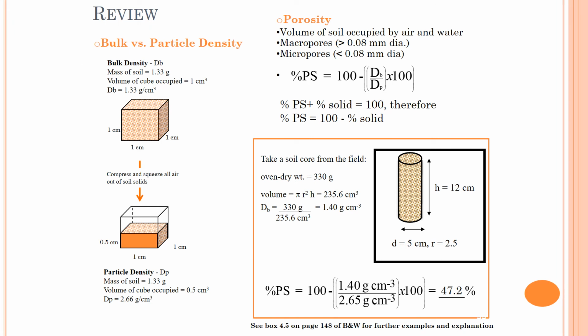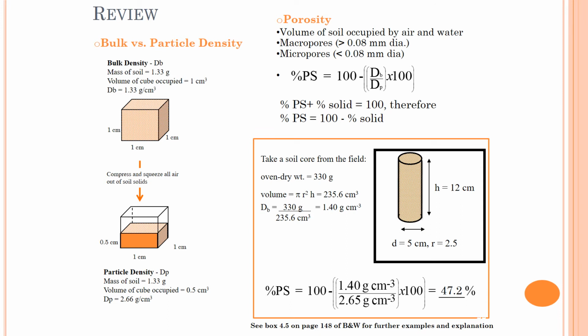In review, you've learned how to calculate bulk density. We know that particle density is 2.65 grams per centimeter cubed. Ignore the typo on the slide. It should be 2.65 grams per centimeter cubed. And porosity is the bulk density divided by particle density times 100, and all of that is subtracted from 100.